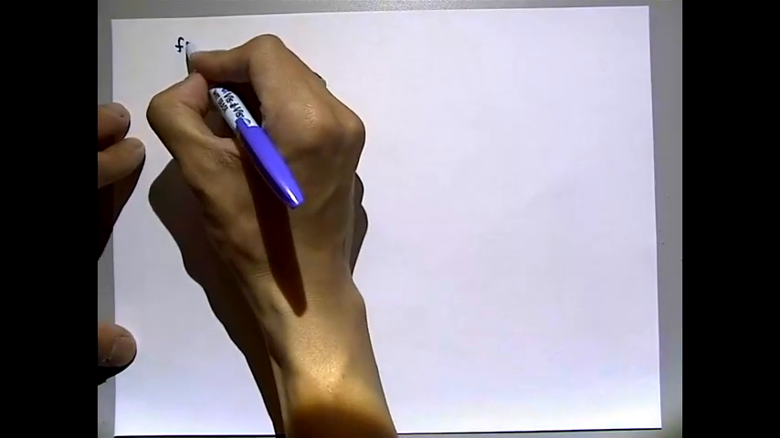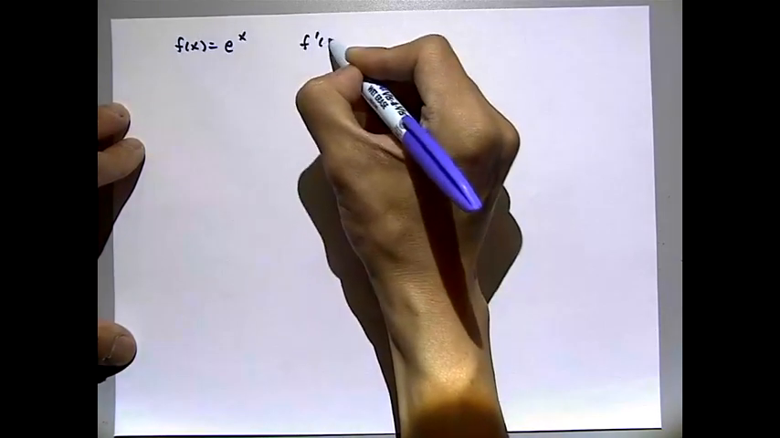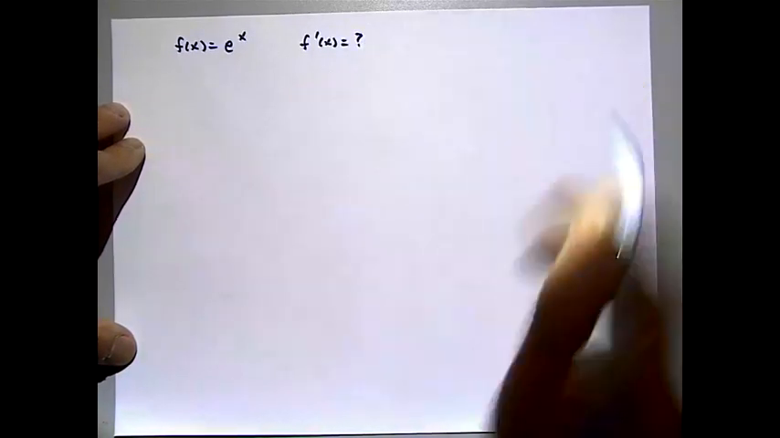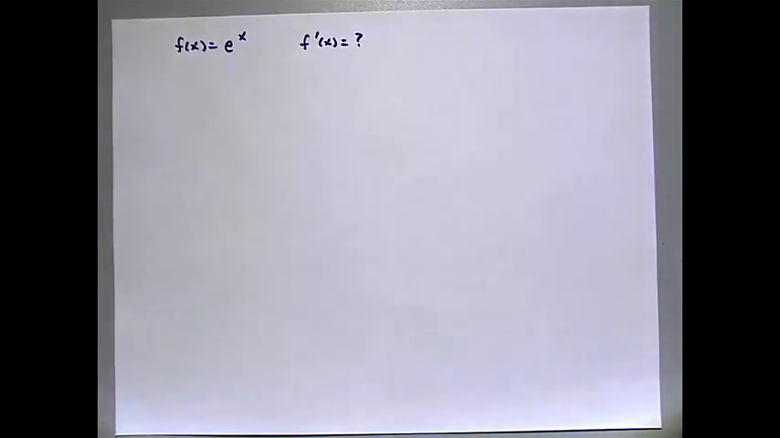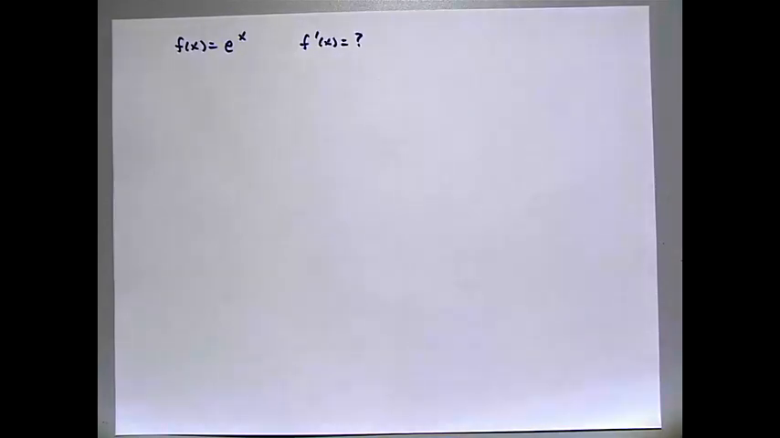Okay, let's talk about this e to the x thing that we've seen quite a bit. We've encountered e to the x, and we know e is a very special number. Now, it turns out that it has a very important consequence when it comes to the derivative of e to the x.